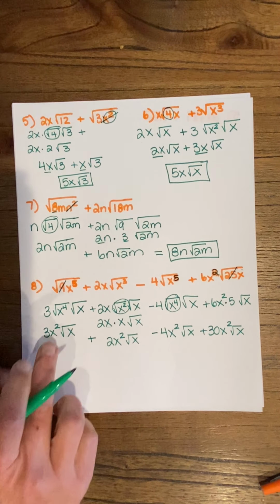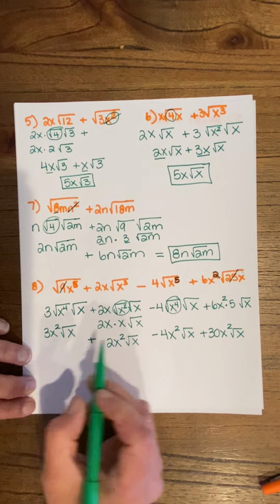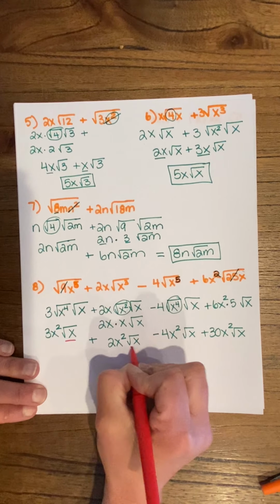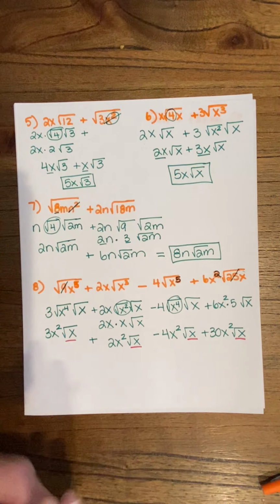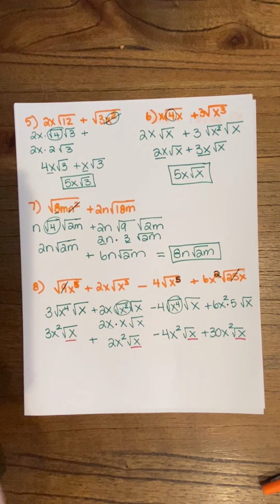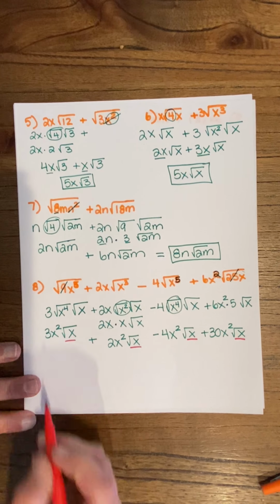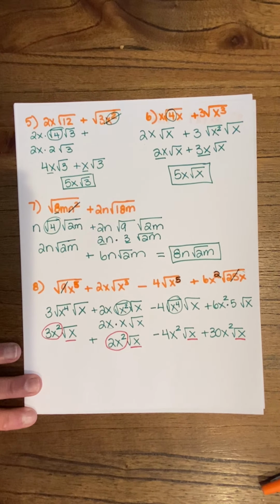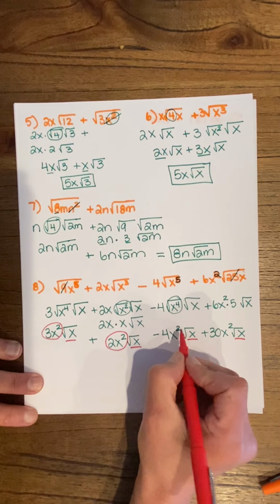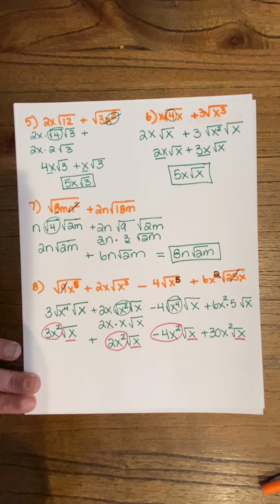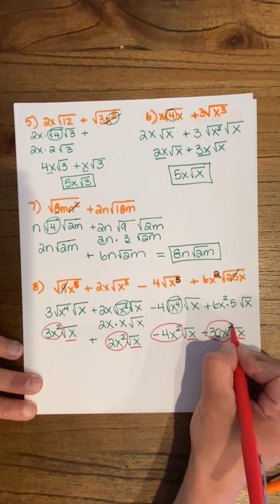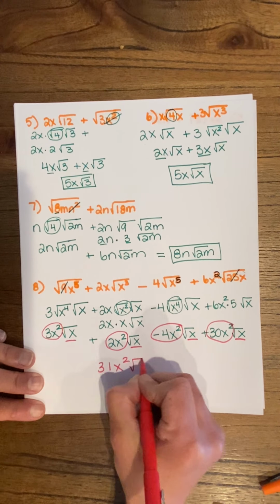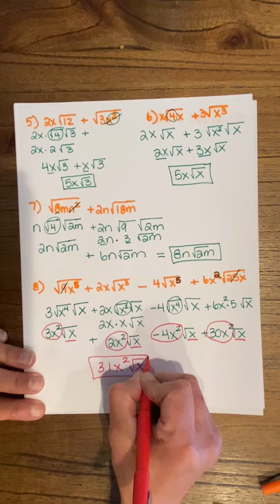Okay, now I look at all my rads. The one thing I'll notice about all my rads at the end, after I simplify, is that they're all the same rad. They're all rad x's, which means I can add everything in front. So I'm going to add 3x squared plus 2x squared is 5x squared, minus 4x squared is 1x squared, plus 30 is 31x squared rad x as our final answer.